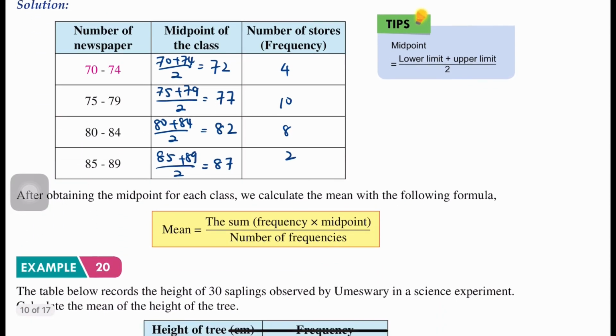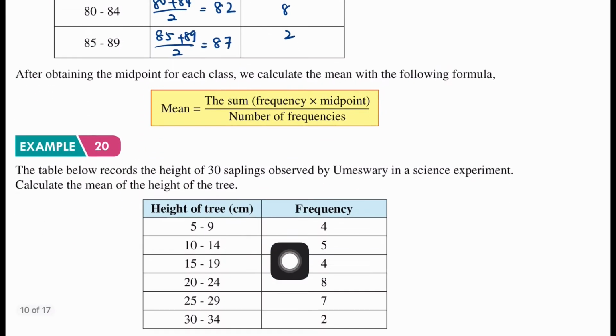After obtaining the midpoint for each class, we calculate the mean with the following formula. Mean equals the sum of frequency times midpoint, divided by the number of frequency. So kena cari hasil tambah frekuensi darab titik tengah midpoint dibahagikan dengan total number of frequency. Kita tengok next example.